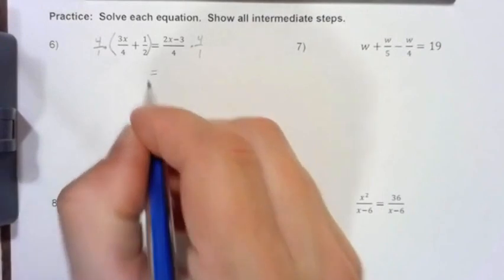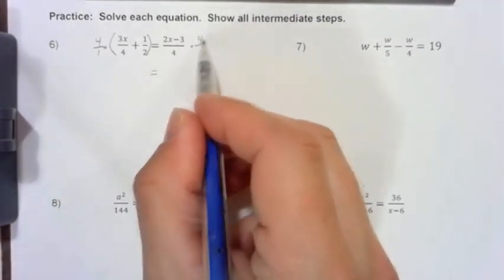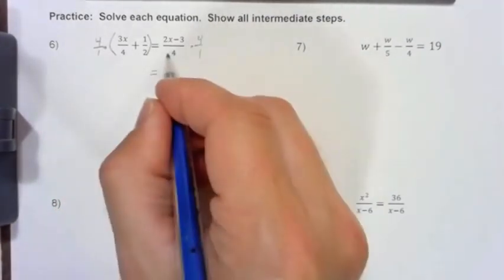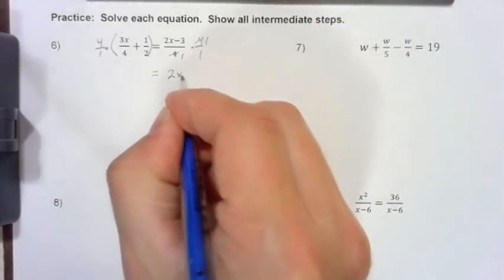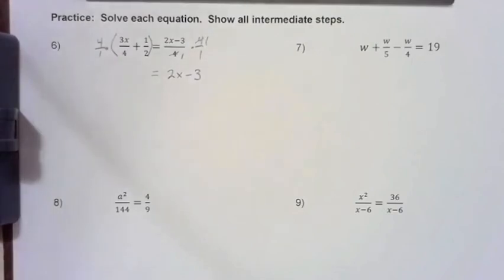Now, if I look at the right-hand side, this is actually really nice since this numerator and denominator are the same. Those just become 1s, meaning that the right-hand side is just going to be 2x minus 3. All right, what's going to happen on the left-hand side?